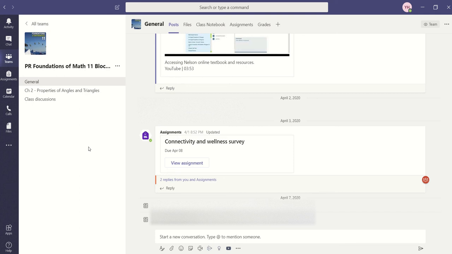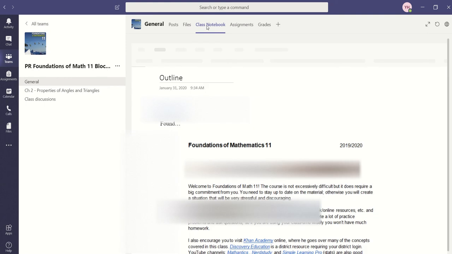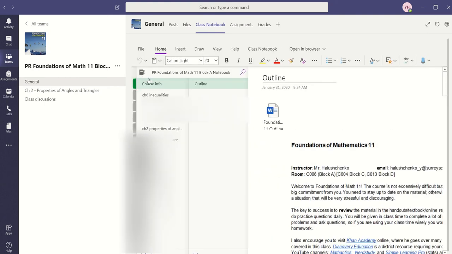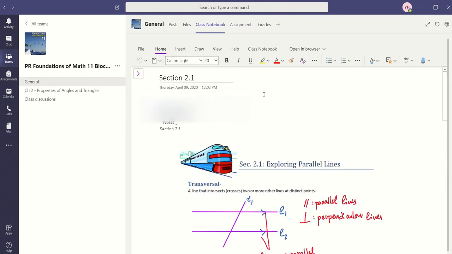So today I wanted to start Chapter 2, Section 2.1. Now before I begin with the notes, I wanted to show you again where you can find them. If you go to Teams and click on General, and then go to the top menu and click on Class Notes, you're going to find the notebook. This is the same notebook I used in the class before. If you click here, and you click on Chapter 2, it will load the sections from Chapter 2. So we're going to start with Section 2.1.